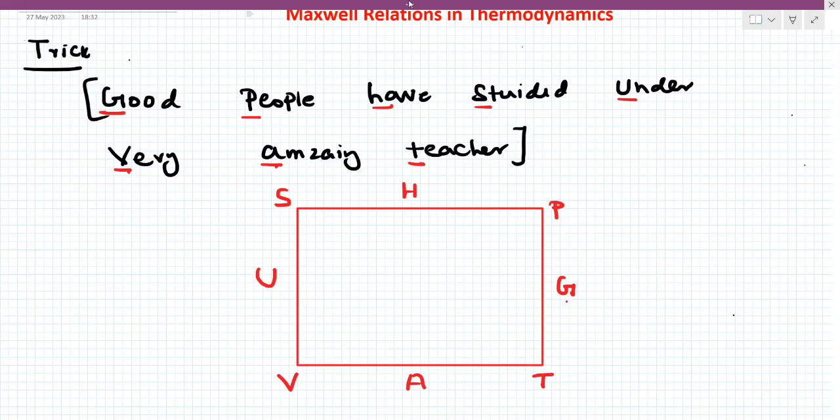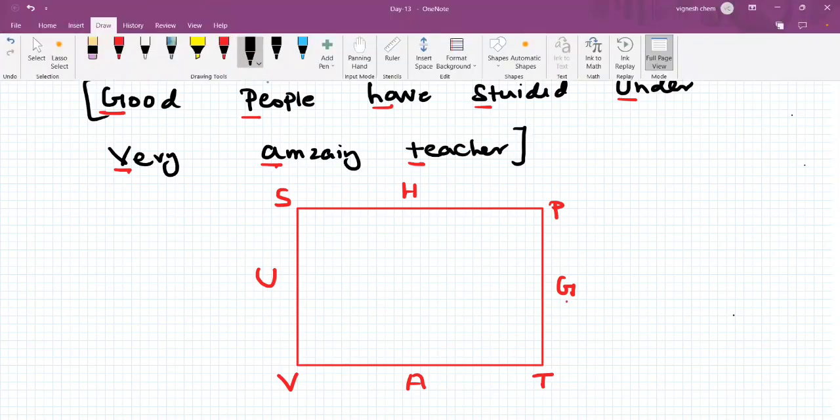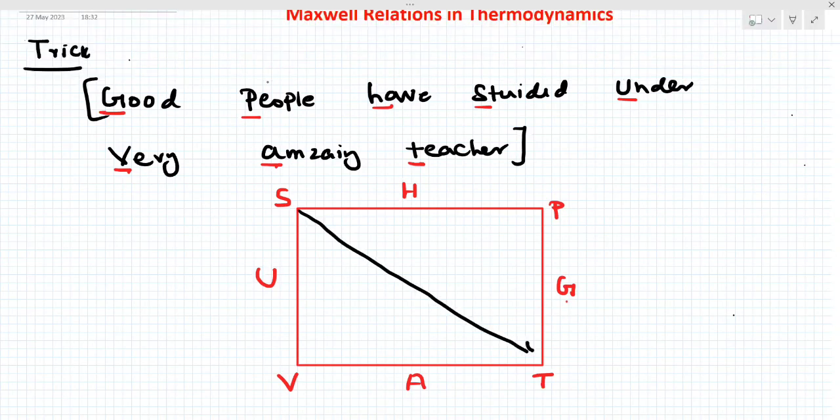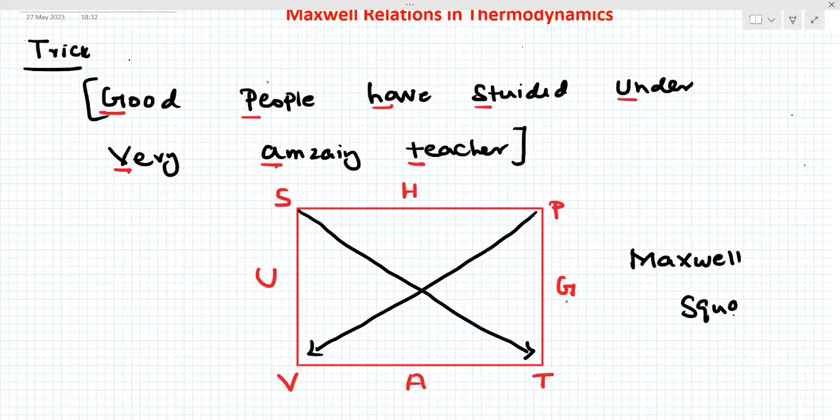Okay, now we have to put the arrow mark. This is very important. Please note. We have to put the arrow mark from S to T, S to V, T to P, and V to P. Now this is called the Maxwell square. Using this Maxwell square, I'm going to derive the Maxwell equations.